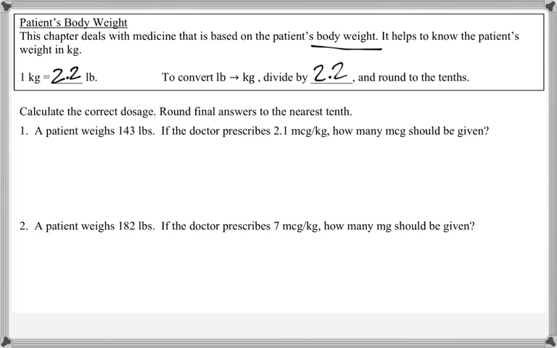So it says, calculate the correct dosage and round final answers to the nearest tenth. A patient weighs 143 pounds. If the doctor prescribes 2.1 micrograms per kilogram, how many micrograms should be given? So I want to start with the weight.